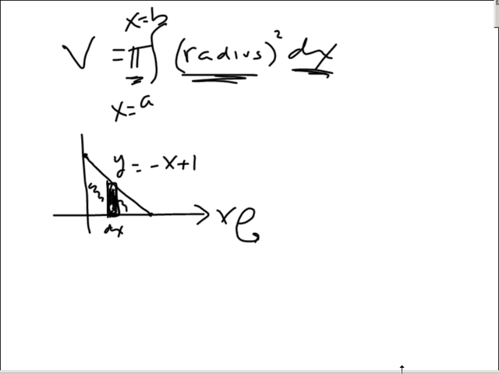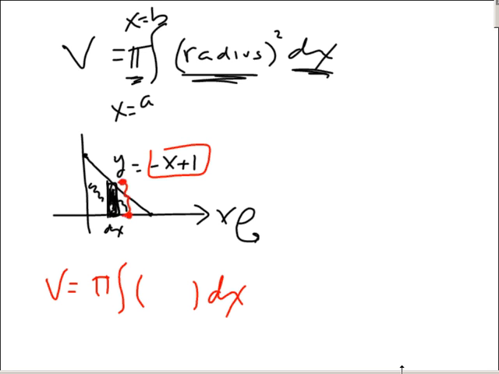And the radius is going to be the distance from where you're revolving to the top of the piece that you're revolving. You're revolving around x, and the radius is going all the way to the top. The radius is just y in our case. So the volume is going to be pi times the radius squared dx, and the radius is negative x plus 1, squared, and it's going from 0 to 1.